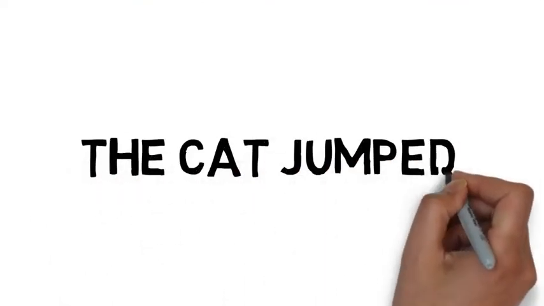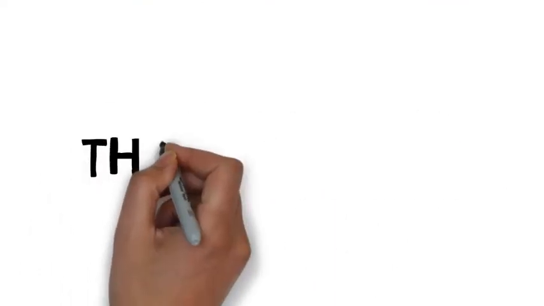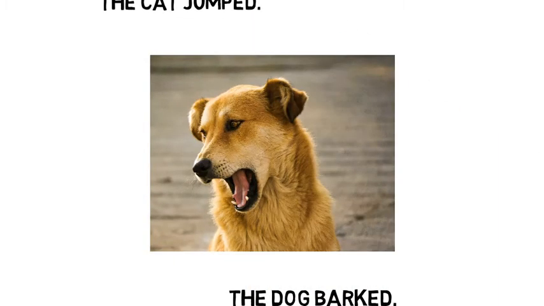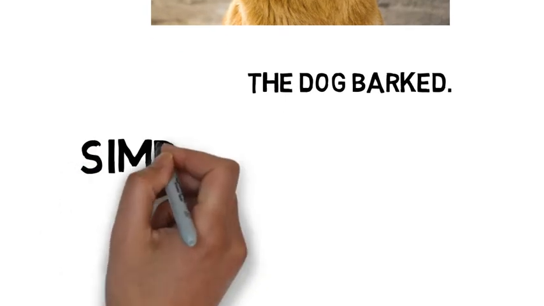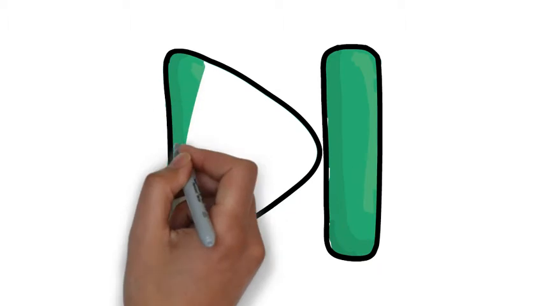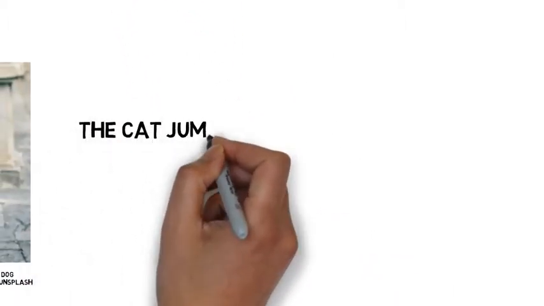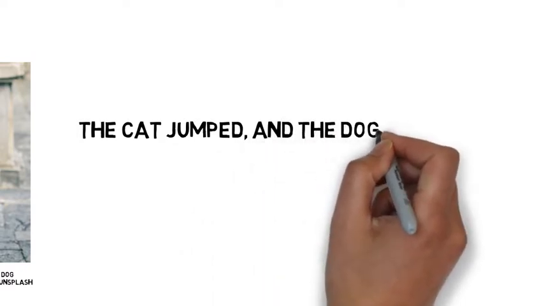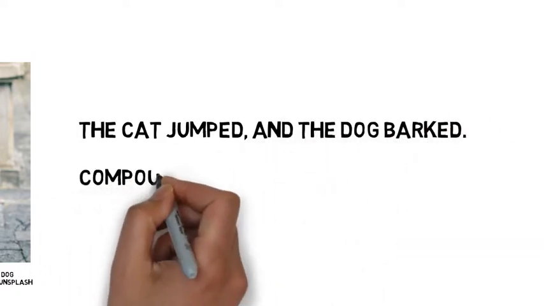The cat jumped. This has a subject and a verb. It is also referred to as an independent clause. The dog barked is another simple sentence. Now, let's combine these two independent clauses and create what's called a compound sentence. The cat jumped and the dog barked.